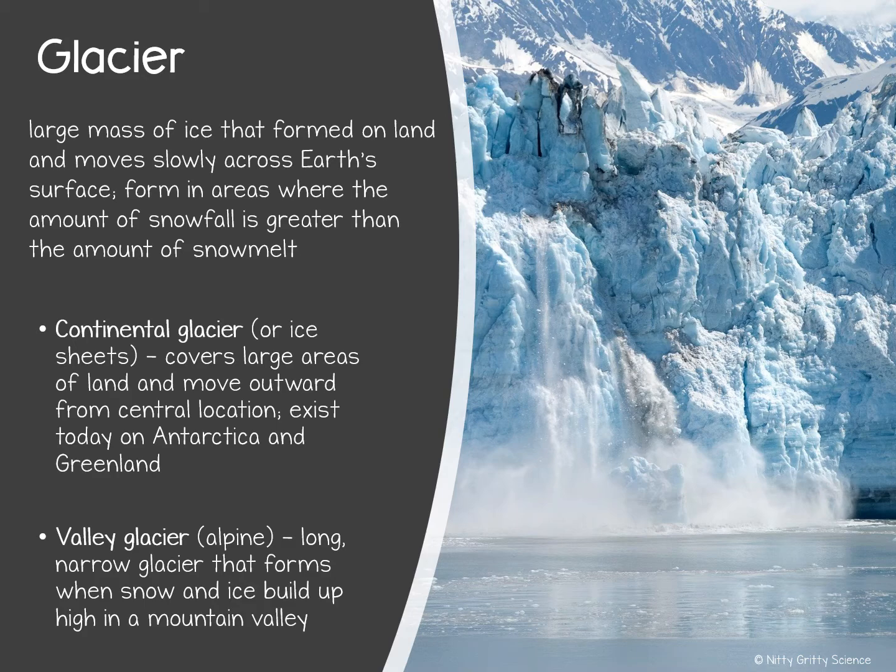So while erosion and deposition can be caused by mass wasting events, glaciers can also cause erosion and deposition. A glacier is a large mass of ice that formed on land and it moves slowly across the surface. Glaciers form in land areas where the amount of snowfall is greater than the amount of snow melt. There are two kinds of glaciers, continental glaciers and valley glaciers. A continental glacier covers much of a large island or even a continent. They can spread out over millions of square kilometers and today cover about 10% of Earth's land.